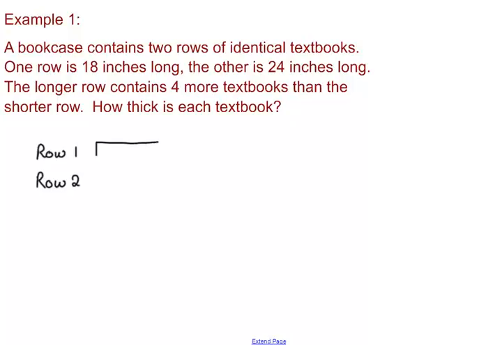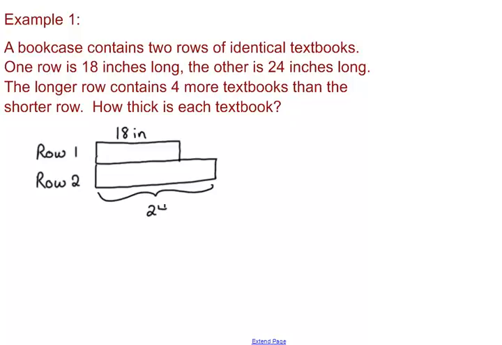So I'm just going to draw a box to represent row 1. Now we said that row 2 is longer, so I'm just going to draw another box, one that's a little bit longer. Row 1 is 18 inches. Row 2 is 24 inches. And I'm going to draw my line right here. They said that there are 4 textbooks inside that extra space in row 2.